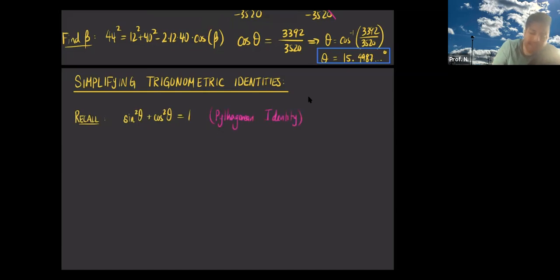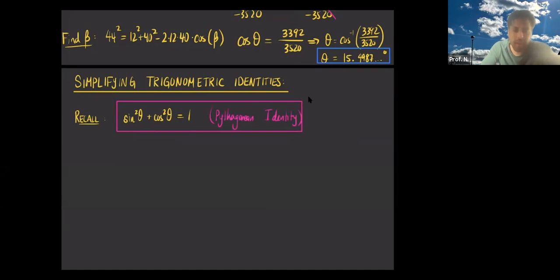So what is an identity? An identity is just something that holds to be true. It's just a true statement, a true equation. We're not dealing with variables here. We're not solving for anything. What we're going to be doing is showing that an equation is true. That's what we're going to be interested in.